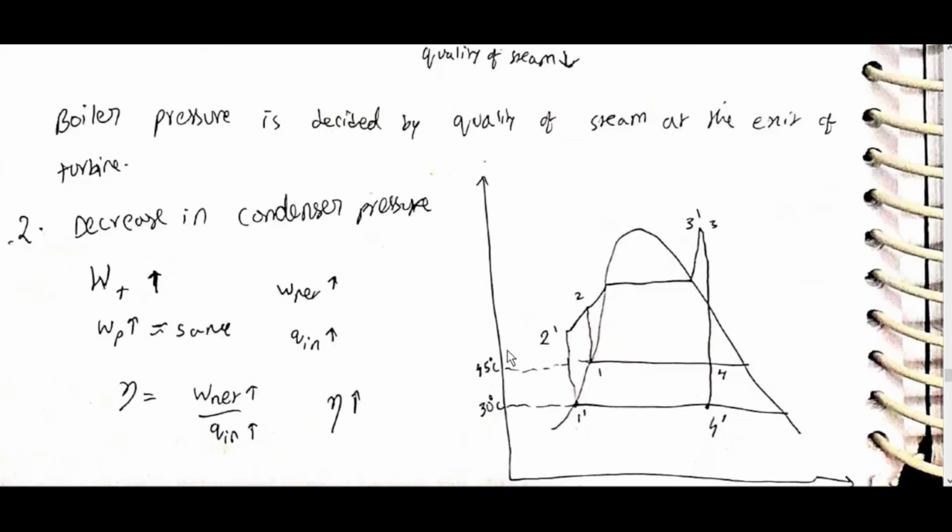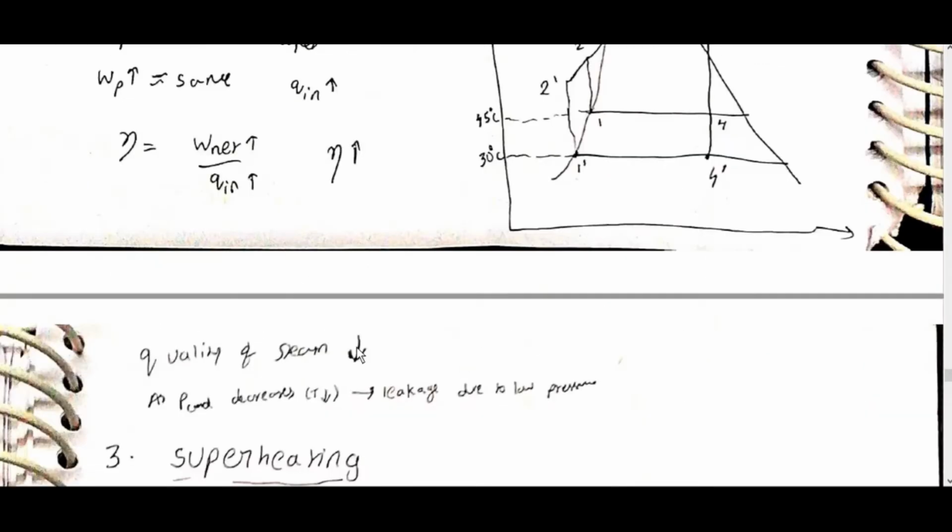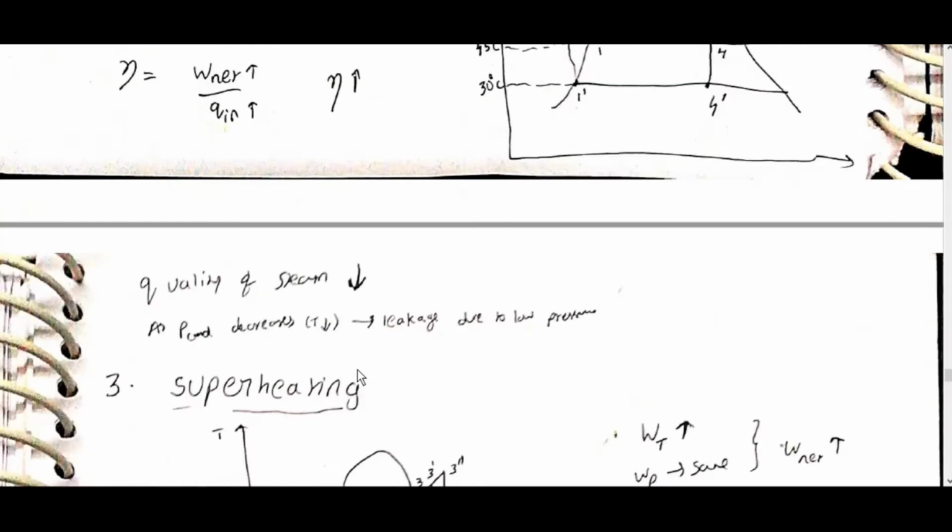Decrease in condenser pressure: W turbine increases, WP almost the same. W net increases, Q in increases because of the extra 2 prime to 3 prime. Efficiency is equal to W net by Q in. Efficiency increases, quality of steam decreases. P condenser decreases, so there is air leakage due to low pressure.